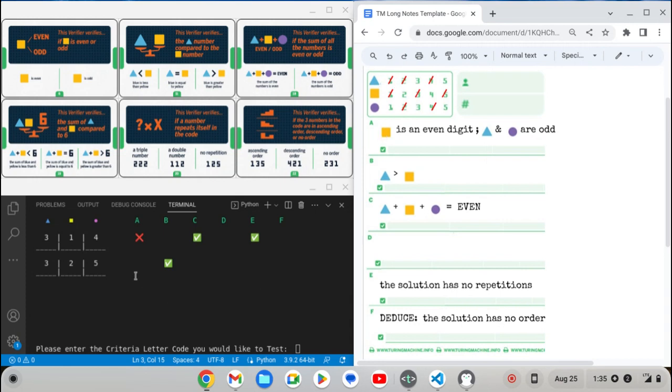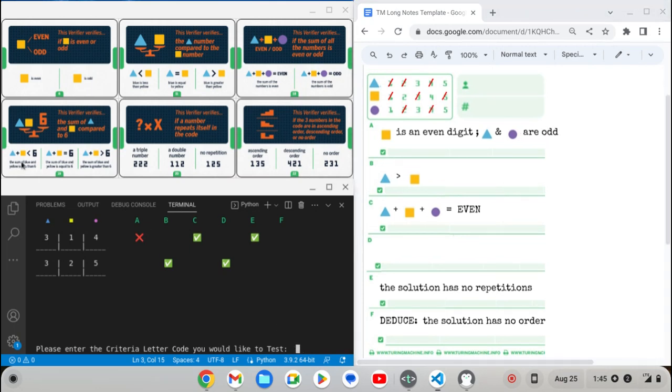Okay, so now let's go ahead and test criteria card D. Okay, so it's true that triangle plus square should be less than 6, since in my proposal I did choose 3 and 2, and its sum is less than 6. So let's go ahead and type that up in our notes in section D. And again, that is that triangle plus square should be less than 6.